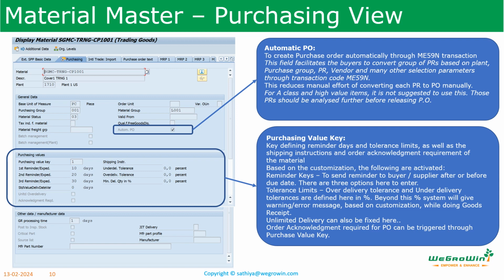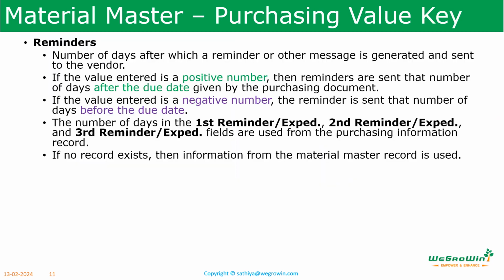For example, if we want to allow 5% excess of the purchase order quantity to be received, that can be defined here. Or if there is some high value item where even 0% is not allowed, I mean nothing can be allowed as excess, we can define it as 0%. Or we can give unlimited over delivery also, I mean anything can be received against the purchase order, right? But that is not at all advisable to enter here, but there is the option. And order acknowledgement required for the PO can be triggered here through this purchasing value key.